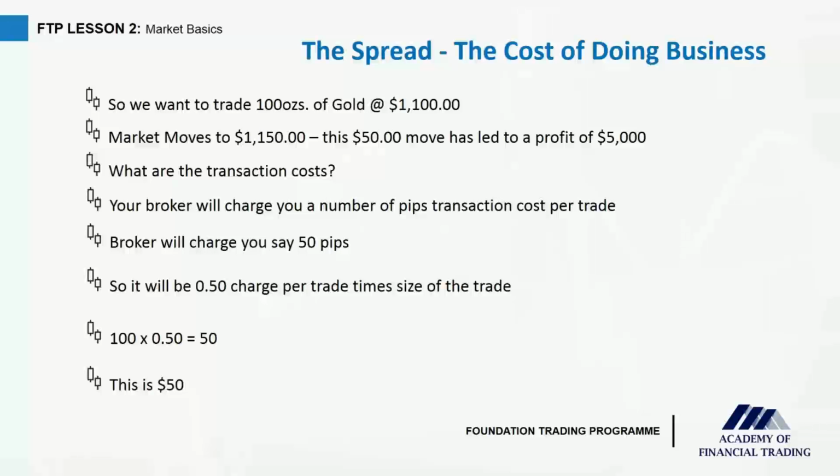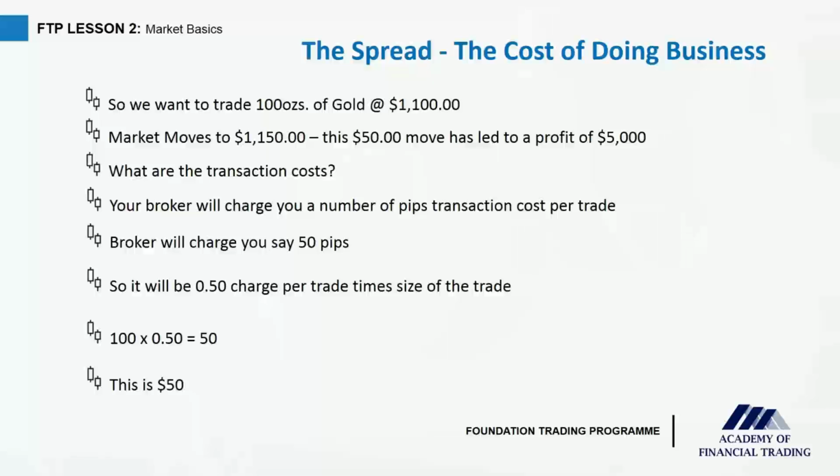So for that $5,000 profit which you might have made, the broker will simply charge you a set amount of pips. If it was 50 pips as far as gold is concerned, it would be the equivalent of $50. So a $5,000 profit for a charge of $50, that's all right.